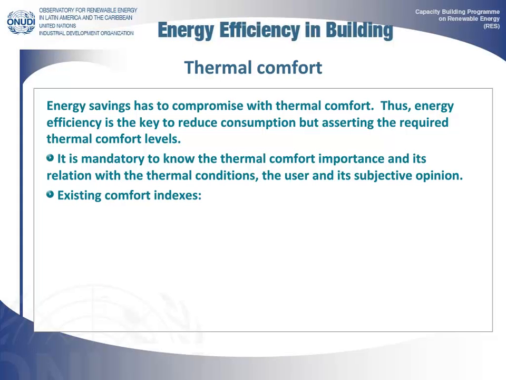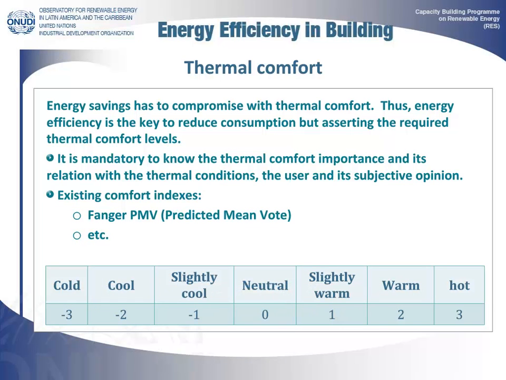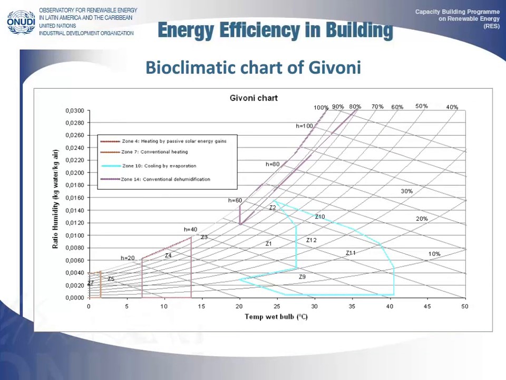To determine the relationship between the thermal conditions, the user and his or her subjective opinion, in order to establish the minimum comfort requirements, we use comfort indices. One of the ones most widely used is Fanger's PMV. One of the tools most used when designing buildings is the bioclimatic chart of Givoni on the screen.